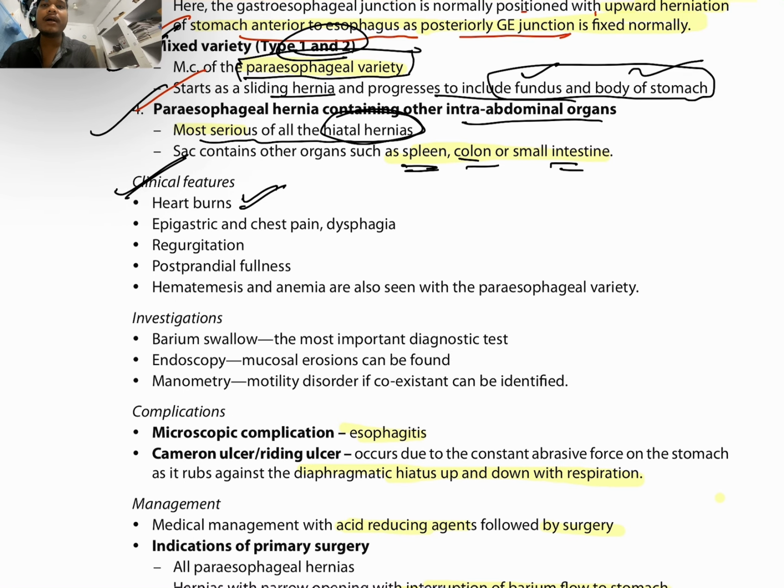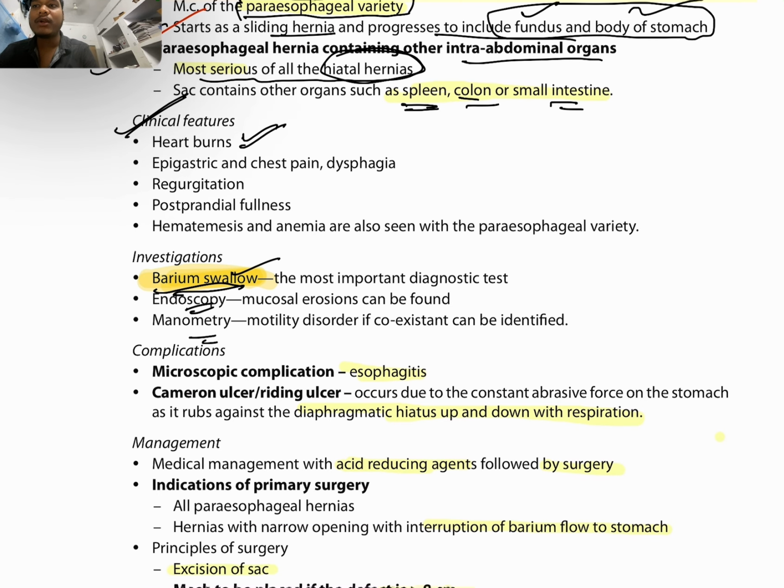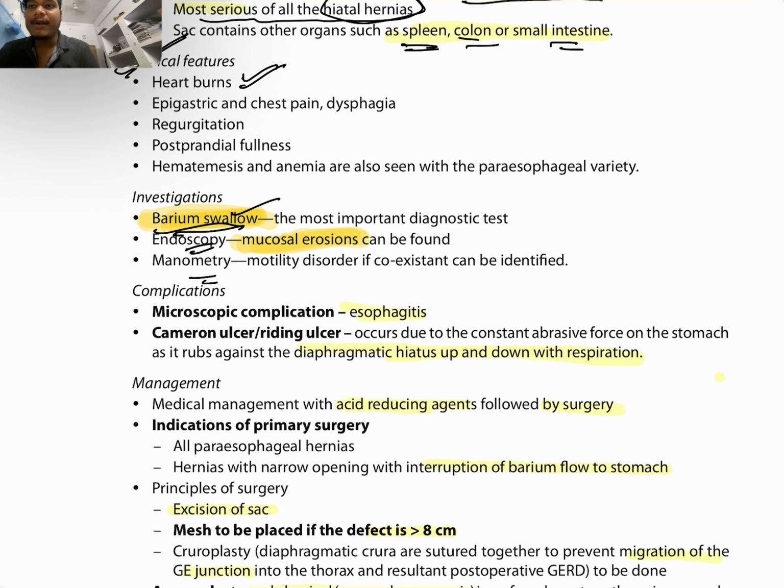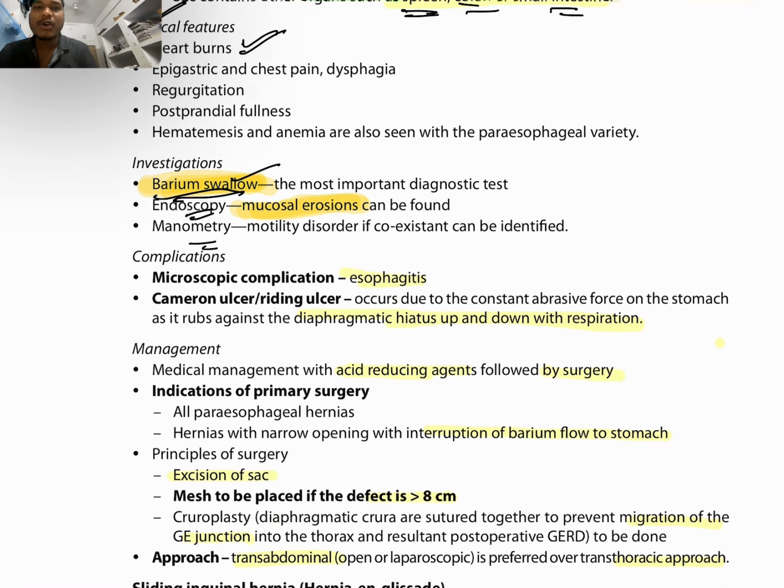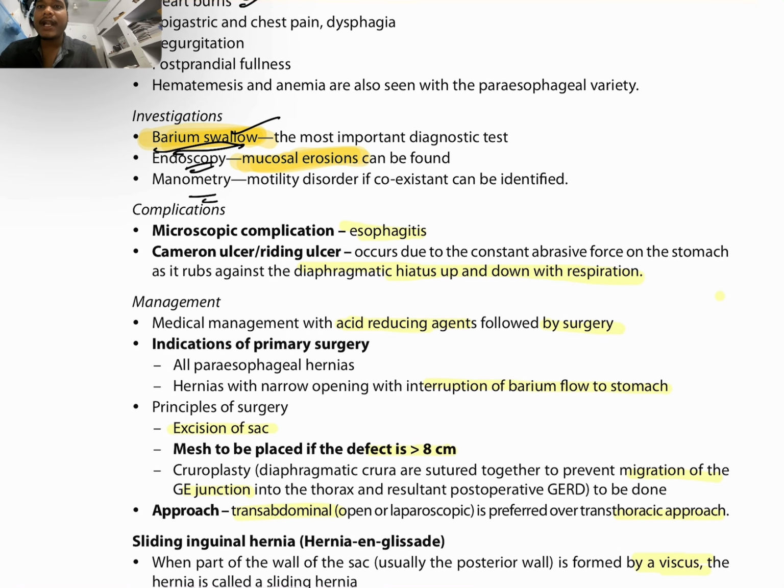So how will we investigate? Either by barium swallow, endoscopy or manometry. Among the above, barium swallow is the most effective way to diagnose, and after that endoscopy, where mucosal erosion can also be seen. Or manometry for motility disorder, but it is not used currently. And after that, what are the complications that will occur?